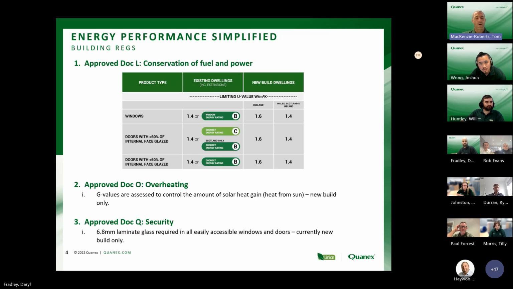So the requirements are driven by the SAP calculations when it comes to G values, and that's done on a job-to-job basis. The other part of building regulations that's relevant is Part Q, because Part Q specifies that 6.8 mil laminate glass is required in all easily accessible windows and doors, which is currently on new build. This is important because laminate glass will affect the U value, and that can be either way, good or bad, depending on the type of glass that's specified.